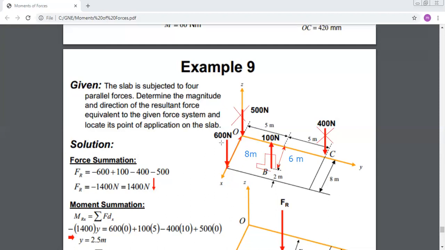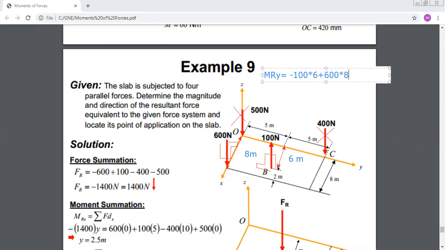Now, for the 600 Newton force, you put your 4 fingers downward and facing Y axis. Then your thumb will be directed along the positive Y direction. So you will say that the resultant moment, M resultant about Y, is equal to minus 100 times 6 plus 600 times 8.